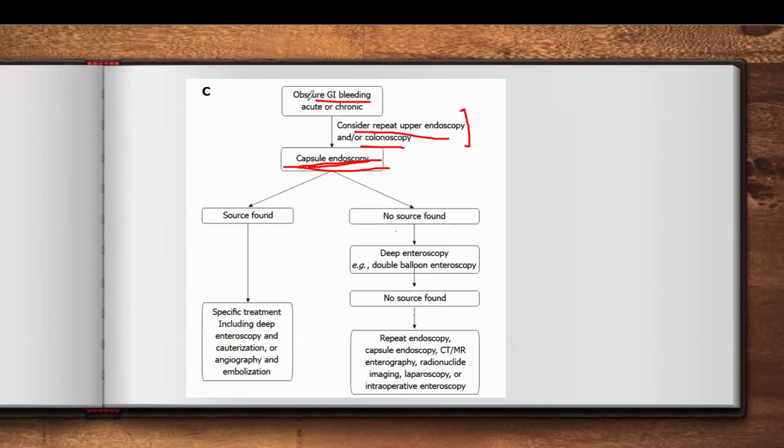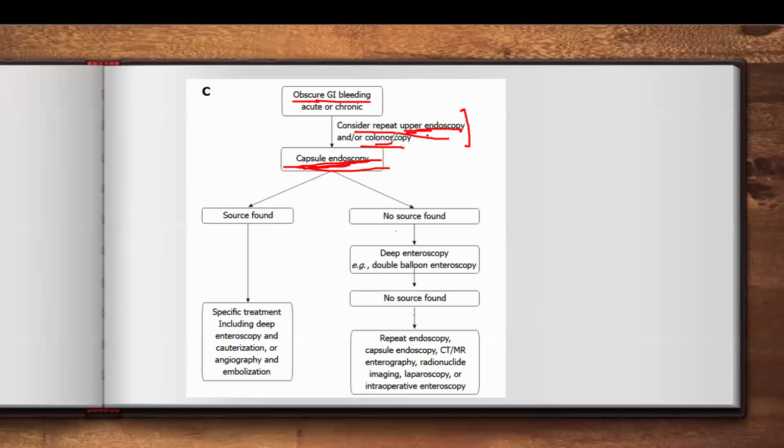Okay, so for obscure bleeding, for which the source has not been found even after repeating the endoscopy and colonoscopy, we are going with capsule endoscopy. Because most likely, when you can't find the source by upper GI endoscopy, you know that upper GI endoscopy usually sees up till the ligament of Treitz, right? The duodenojejunal flexure. Things are usually visible up till that.